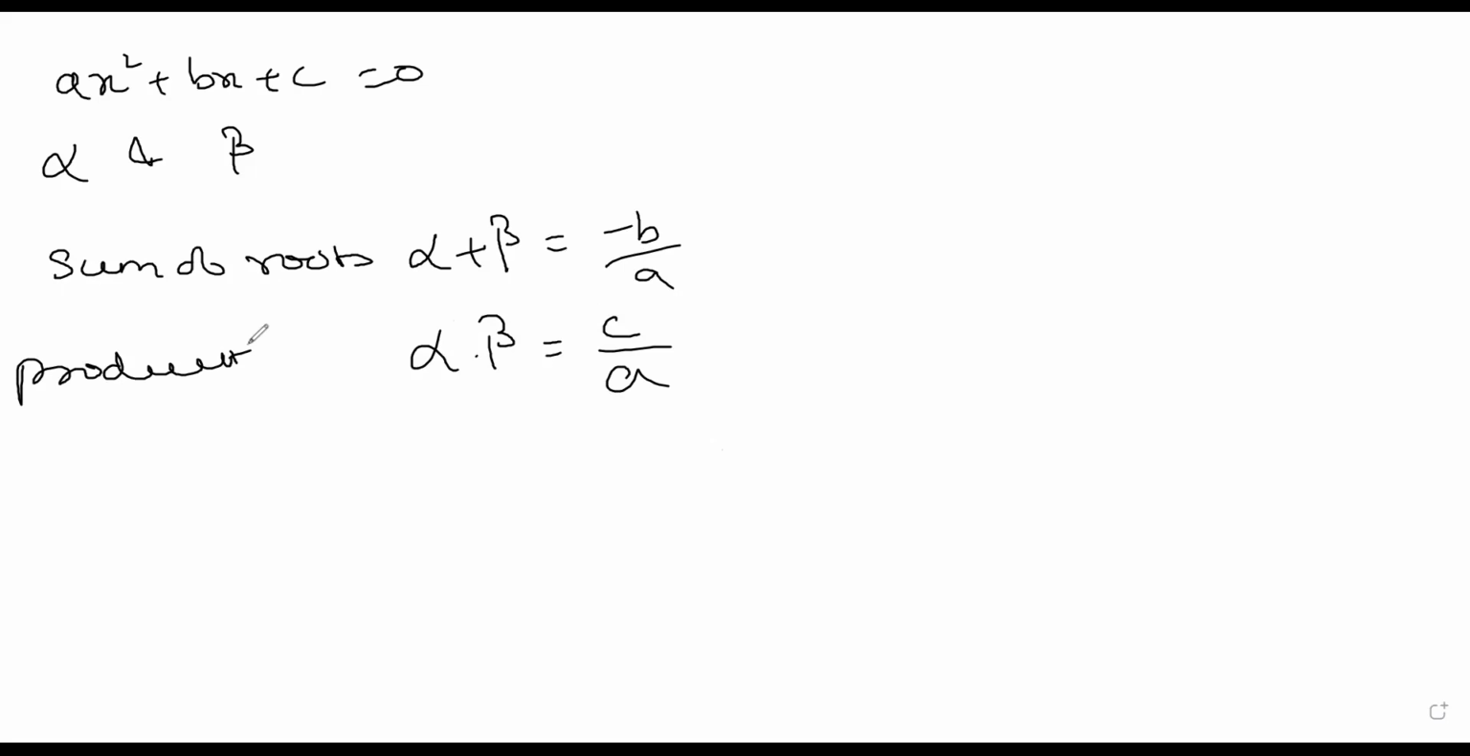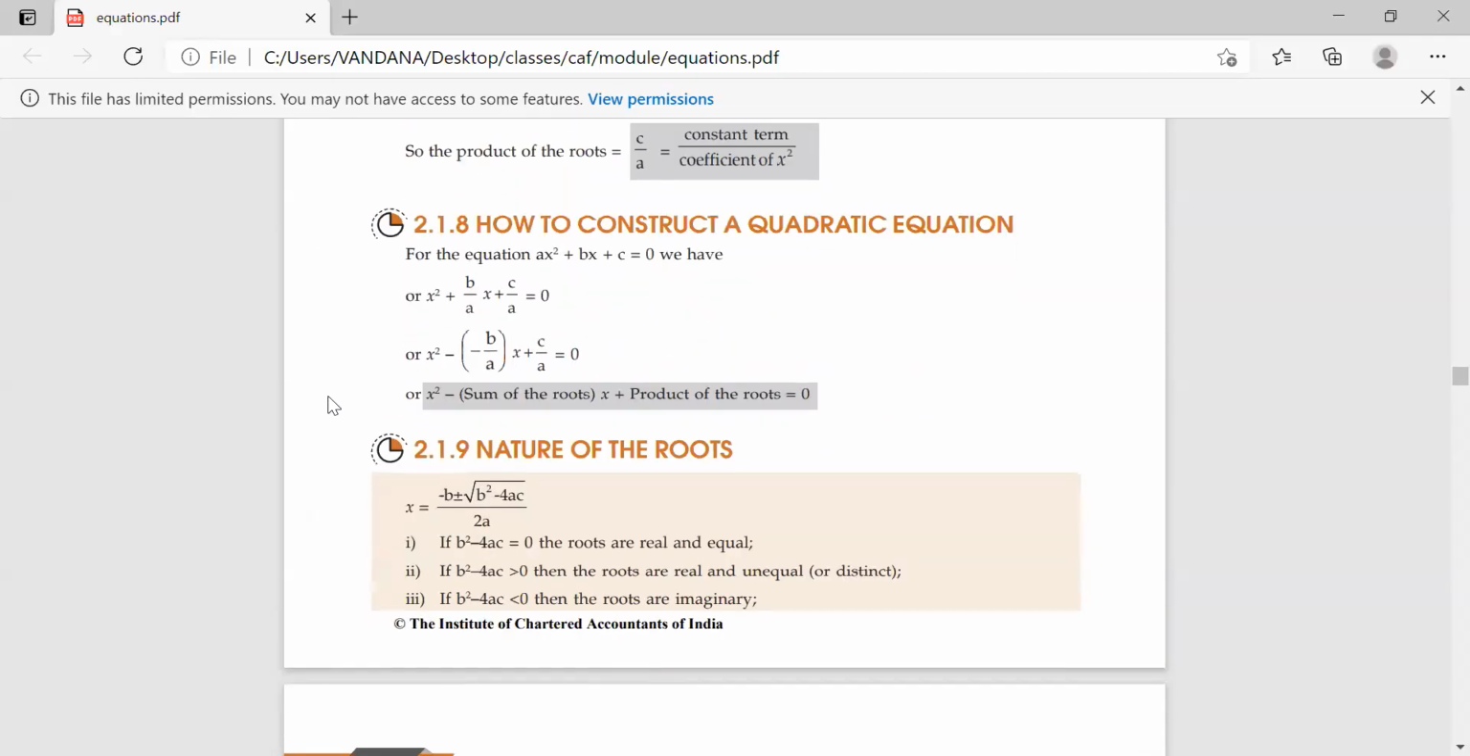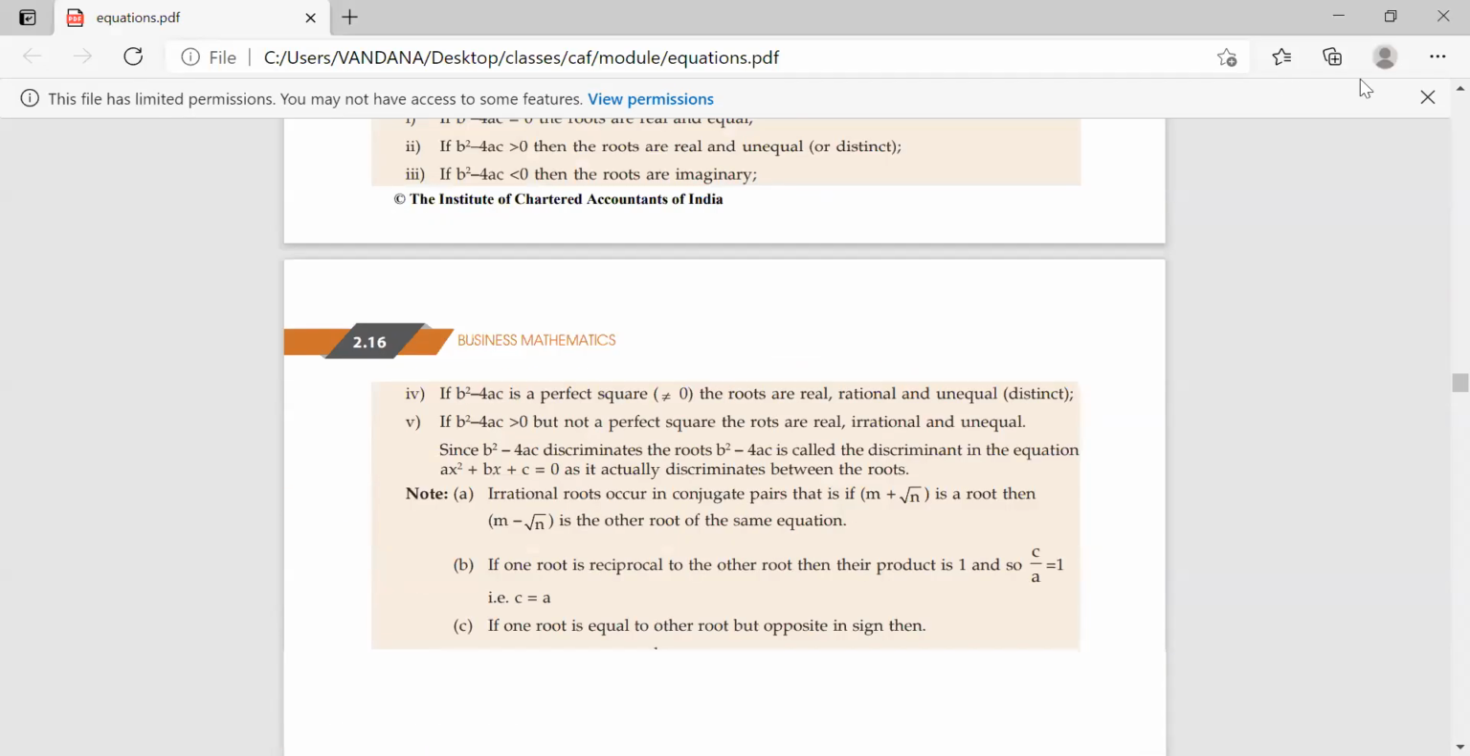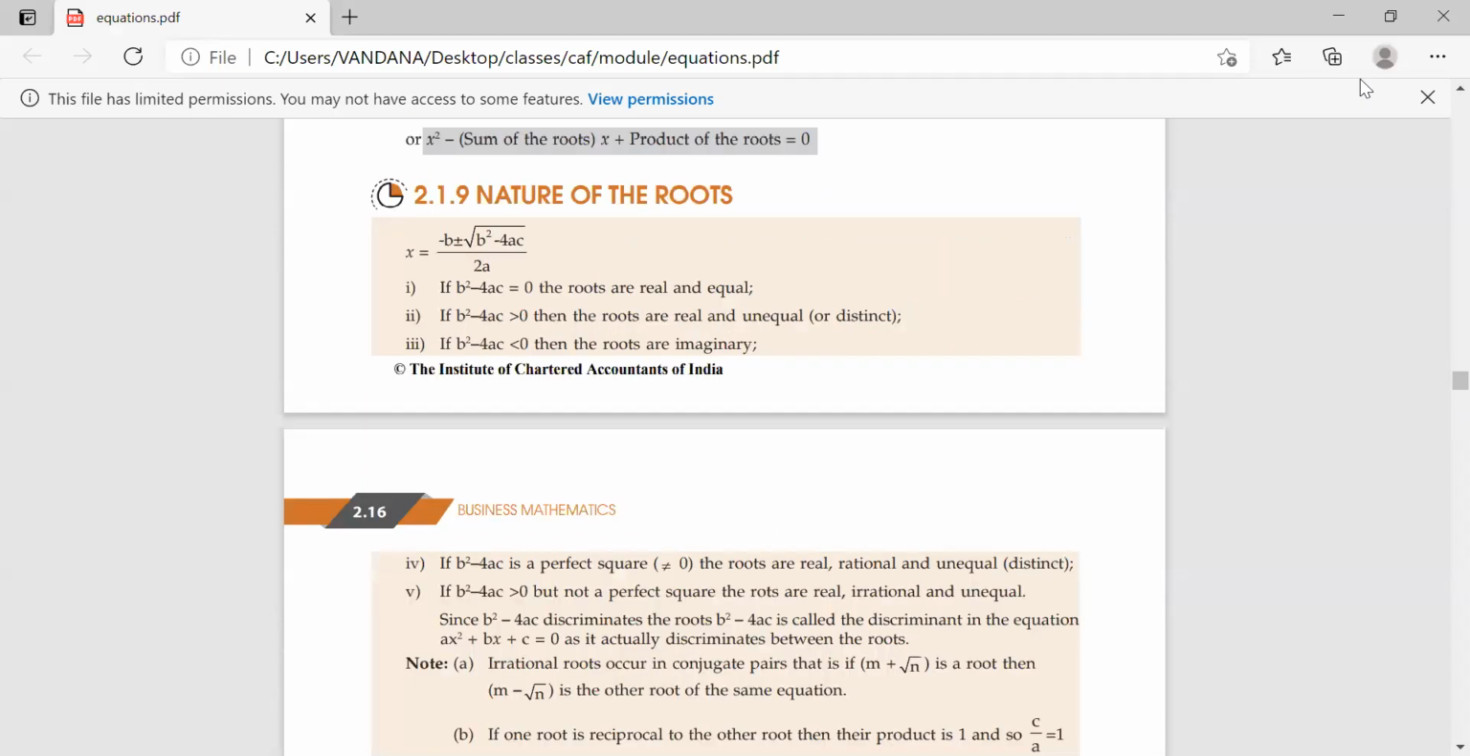This is a very important rule because whenever we are forming a quadratic equation, we have x square minus sum of the roots times x plus product of the roots. In this way, we will form the quadratic equation. The construction of quadratic equation. Discriminant, as we have discussed just now.